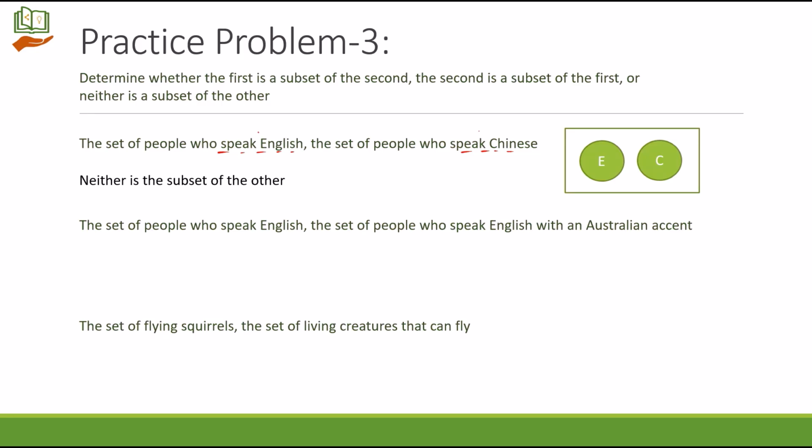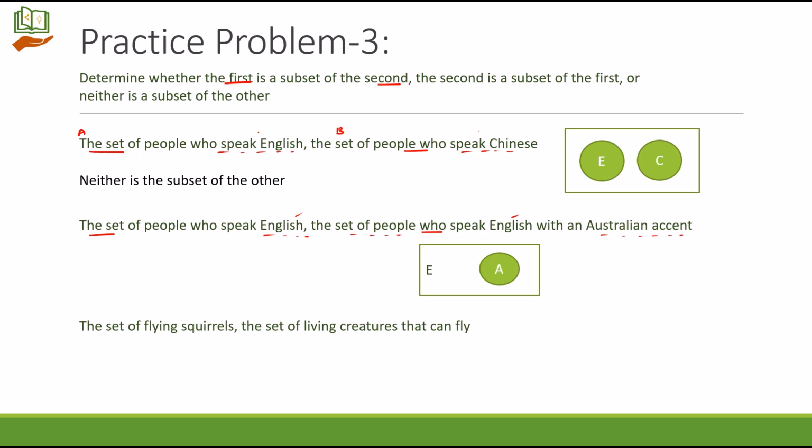Let's take the second one. The set of people who speak English. The set of people who speak English with an Australian accent. It means both the sides they know English. So English is taken as the universal part. And what about the Australian accent? Only a few set of people speak them. So we have mentioned A. Whatever comes in the first place is the first one, and whatever comes in the second place is the second one. So if you take this to be A, this to be B, then neither is the subset.